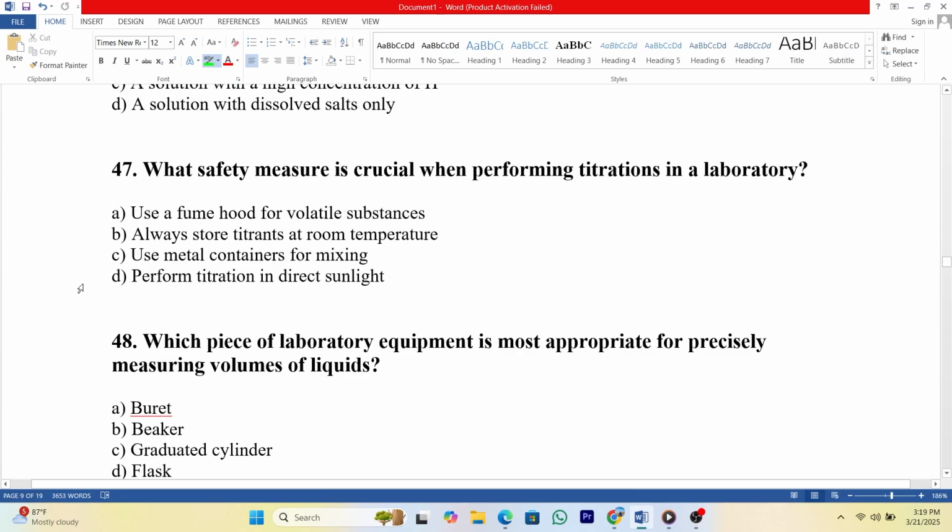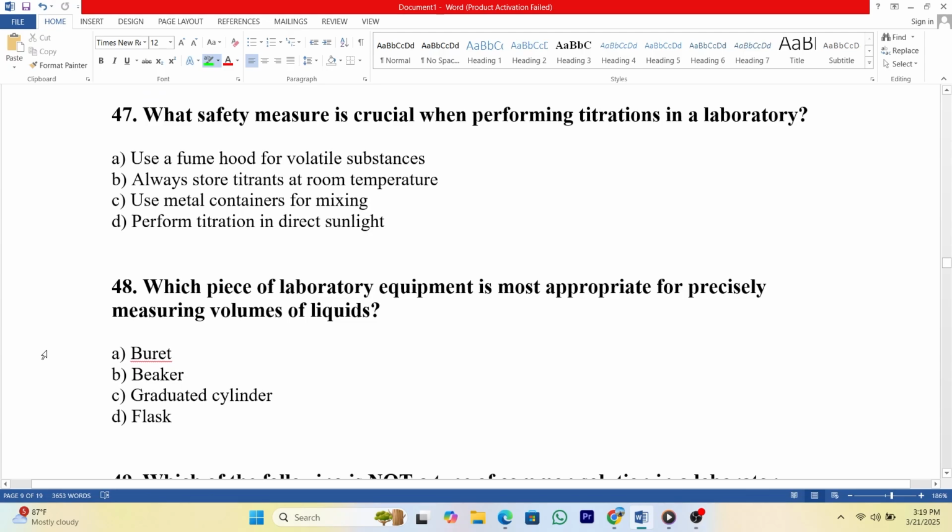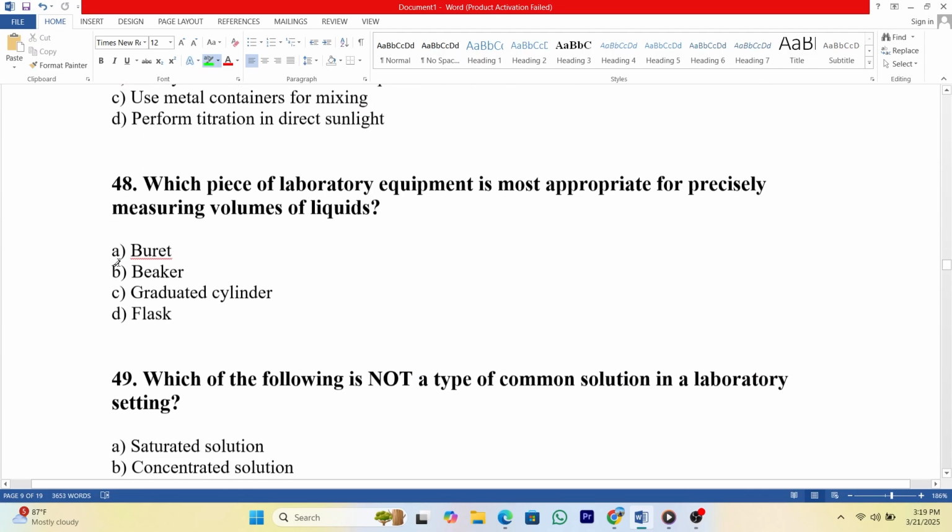47. What safety measure is crucial when performing titrations in a laboratory? A. Use a fume hood for volatile substances. B. Always store titrants at room temperature. C. Use metal containers for mixing. D. Perform titration in direct sunlight. Answer: A. Use a fume hood for volatile substances.